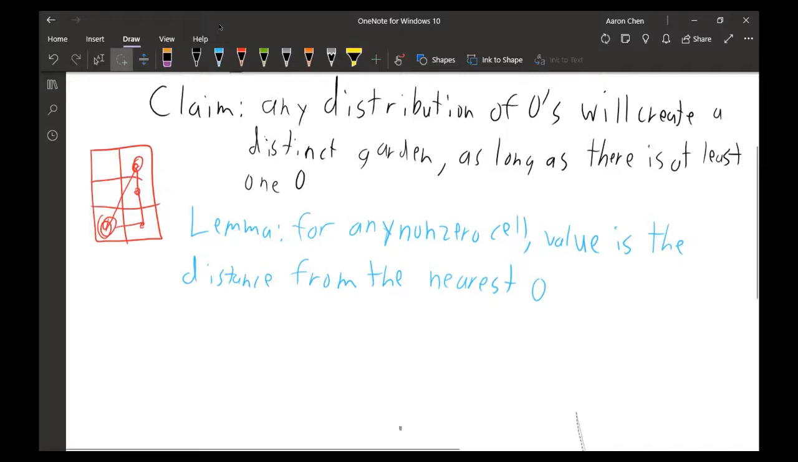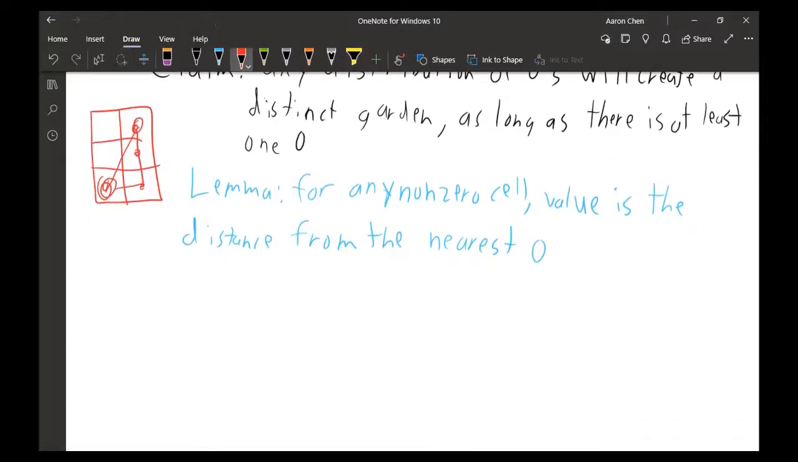So that's what this lemma means. What I meant by this works for cells that are zero is just because you can technically define the distance from a cell to itself to just be zero.